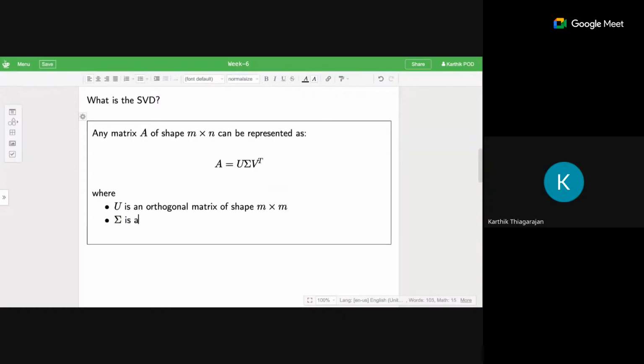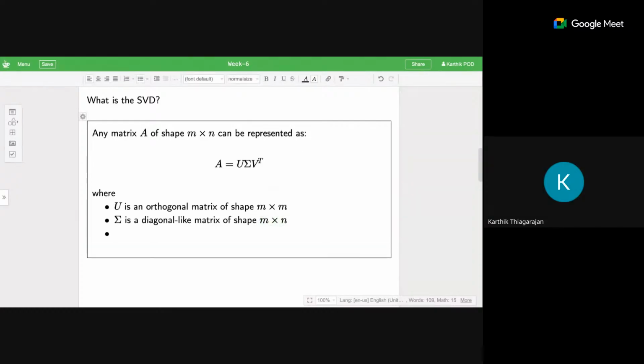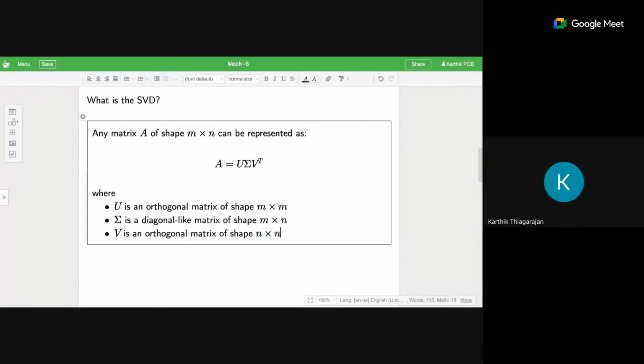Sigma is a diagonal like matrix. It's not exactly a diagonal matrix, it's a diagonal like matrix. It will become clear soon, of shape M cross N. And V is another orthogonal matrix, of shape N cross N. So this is guaranteed to exist for any matrix A.